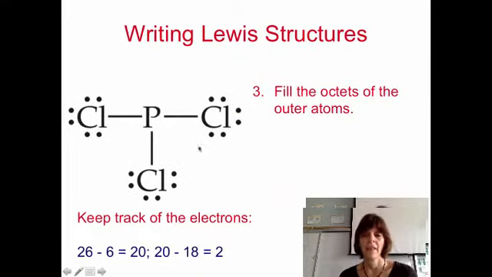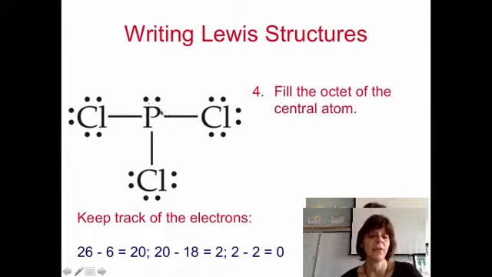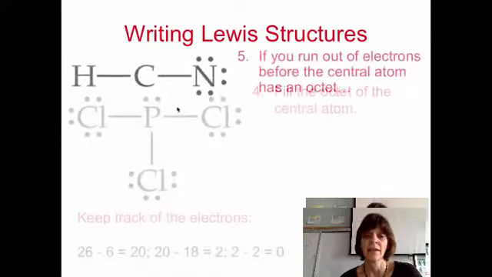Quick review on writing Lewis structures. Find the sum of all the valence electrons. In this case, we started with the need for 26. We used 6 to bond the phosphorus to the chlorines. That left us with 20. We added 18 around the chlorines to give them octets. Then we want to look to see if any other atoms need more electrons to make an octet. Looks like the phosphorus does.